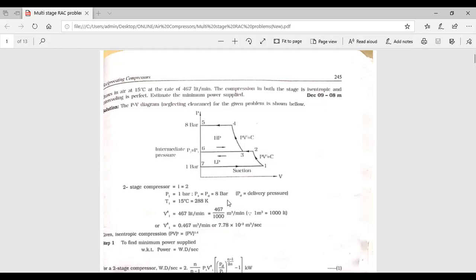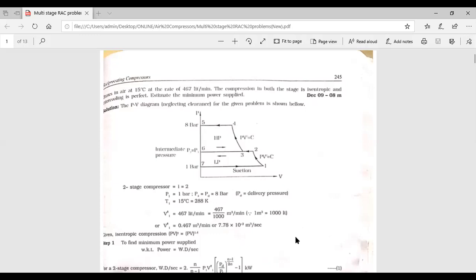Next, from meter cube per minute you have to convert to meter cube per second. What are you going to do? This 467 becomes 0.467, and you divide by 60. That gives meter cube per second. Remember, don't keep liters. The standard unit of volume is meter cube per second, because we are going to express the power in watts. Everything you have to express in terms of meter cube per second or kg per second. This is the most important point.